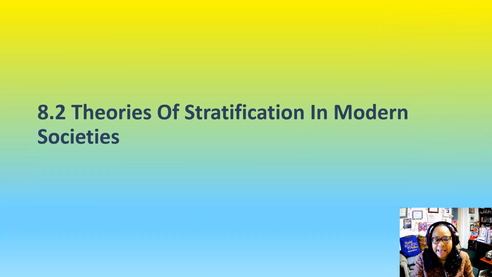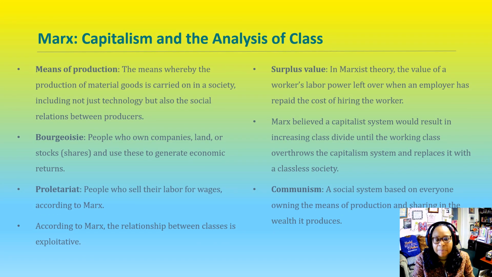Now, we're going to take a look at theories that explain stratification in modern societies. Among these theories is the concept by Marx of capitalism and his analysis of class. According to Marx, society breaks down into different groups: the bourgeoisie, the proletariat, and not mentioned here, the lumpenproletariat. What is important for Marx here is the concept of the means of production and who controls it.